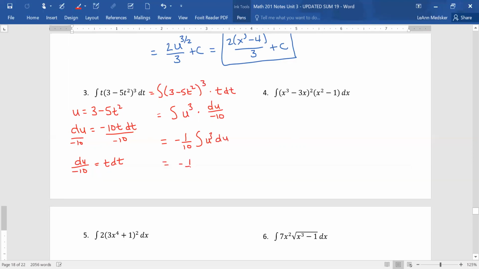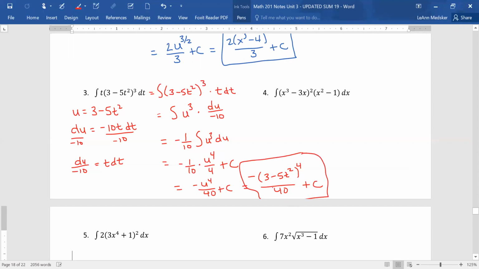So it's negative 1/10 when we pull it out, u to the third du. So this is negative 1/10, and then this would be u to the fourth divided by 4 plus c. And then remember, we multiply this together. So that's going to be negative u to the fourth over 40 plus c. Don't forget to do our back substitution step. So this is going to be a negative 3 minus 5t squared in parentheses to the fourth all over 40 plus c. Now, if we're not sure if we've done something correctly, you can take the derivative of this and see that it goes back to the original function.